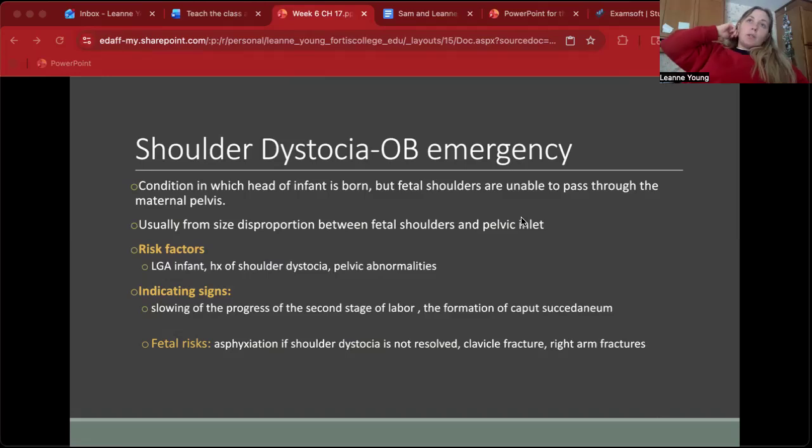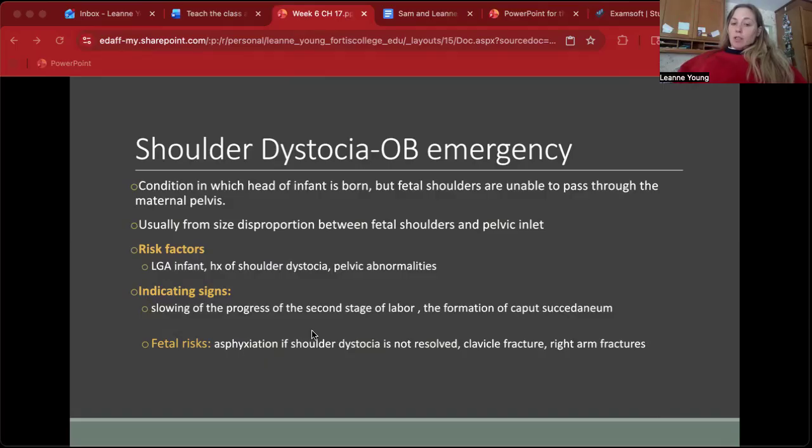Why is a shoulder dystocia so dangerous? We see sometimes with a shoulder dystocia, especially if it's prolonged, asphyxiation. So baby is not breathing during this time. Can lead to clavicle fracture or a right arm fracture of the infant. Okay, so the biggest risk with shoulder dystocia and why we need to fix it immediately is because baby is losing oxygen whenever we're in that position. So we do not want this to happen for a prolonged period of time.